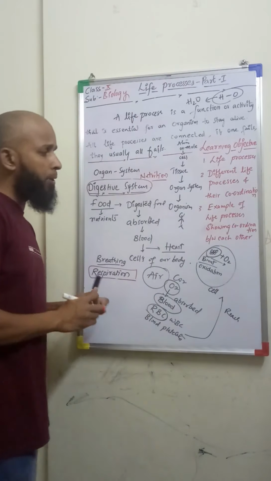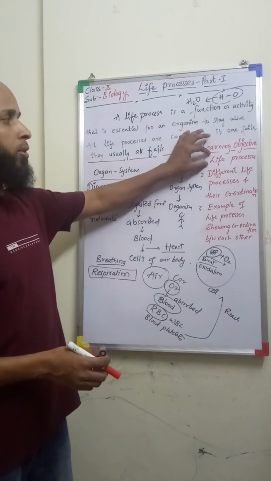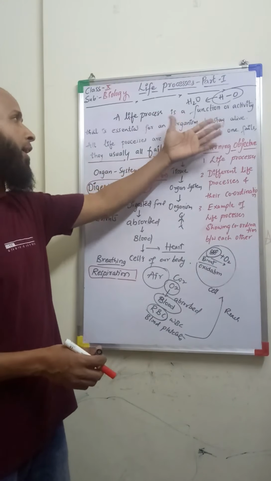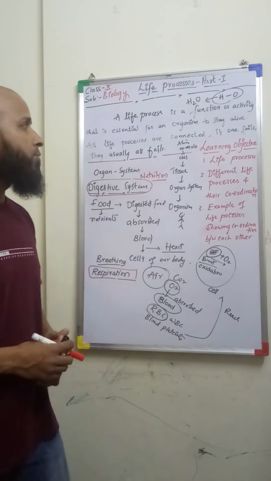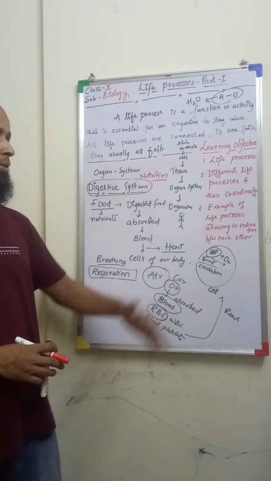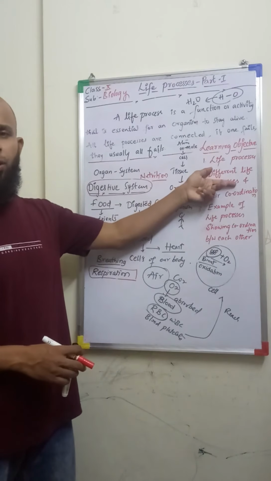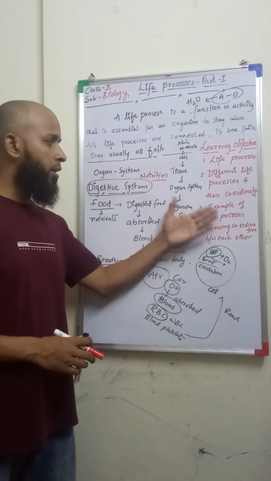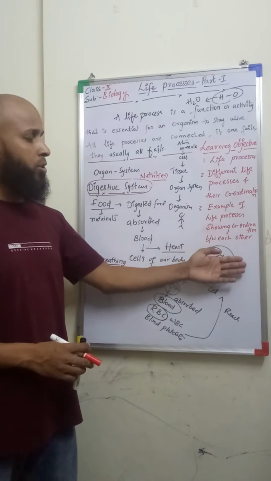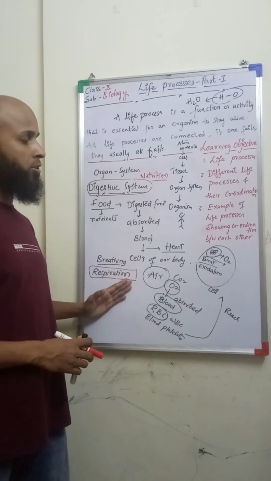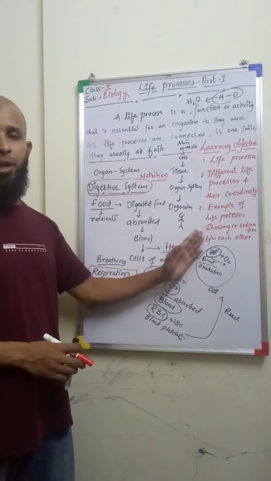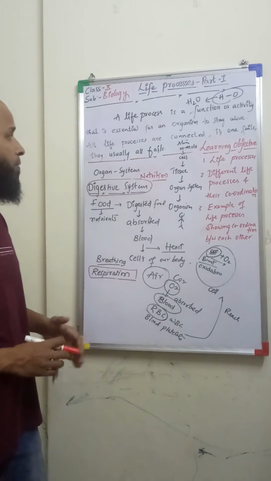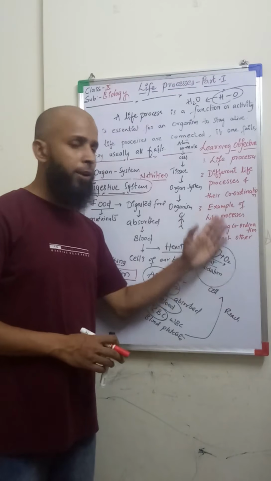So I hope you people understood that a life process is a function or an activity that is essential for an organism to stay alive. And I hope you all understood the different life processes and the example, nutrition and respiration, showing the coordination between each other.